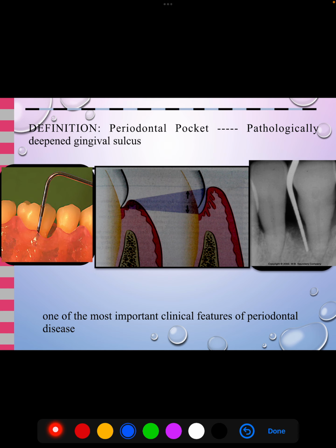Now, what is a periodontal pocket? A pathologically deepened gingival sulcus is known as a periodontal pocket. So, when the gingival sulcus depth is more than or beyond 3 millimeter, it is a periodontal pocket. It is one of the most important clinical features of periodontal disease.